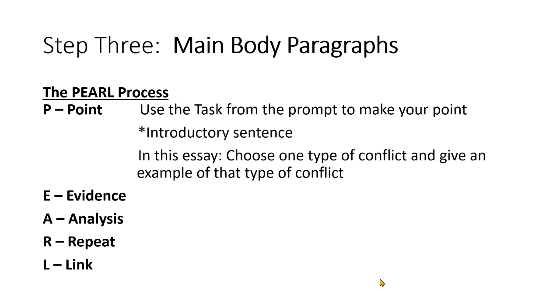The point, for this essay, is to use the task from your prompt analysis to make your point. This is also called the introductory sentence. In this particular essay, you're going to be choosing one type of conflict, as in character versus character, character versus self, character versus nature, one of those. And then you're going to give one example for that paragraph. And then your other main body paragraphs will take that same type of conflict and use a different example.